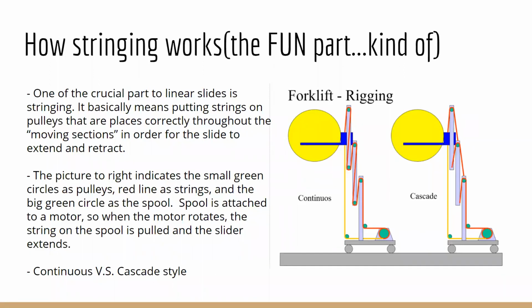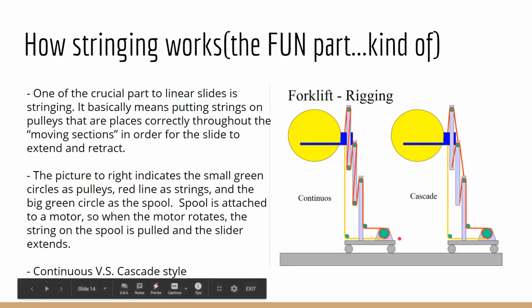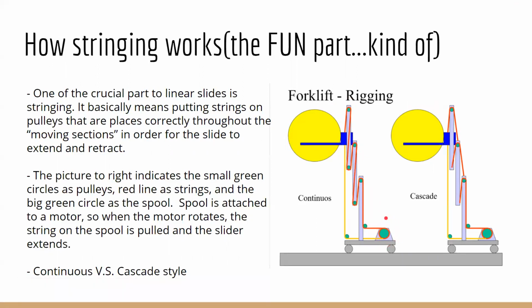How stringing works. One of the crucial parts of linear slides is stringing. It basically means putting strings on pulleys that are placed correctly throughout the moving sections in order for the slide to extend and retract. The picture to the right indicates the small green circles as pulleys, red lines as strings, and the big green circle as a spool. The spool is attached to a motor, so when the motor rotates, the string on the spool is pulled and the linear slide extends.